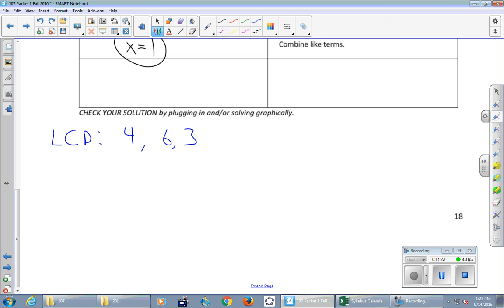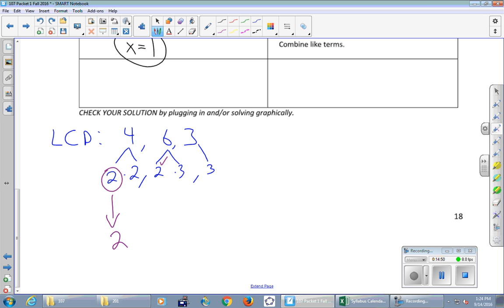So 4 is really 2 times 2. 6 is really 2 times 3. And 3 is already prime. It's just 3. And so in looking at these denominators, we're just going to make a pass through. I'm going to say, okay, I've got a 2 right there. And so for sure, I need a 2 in my least common denominator. So that 2 is there. And I'm going to keep looking.